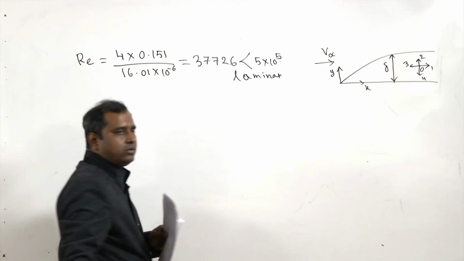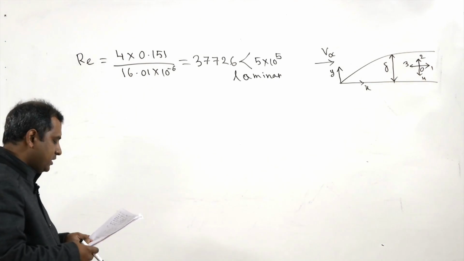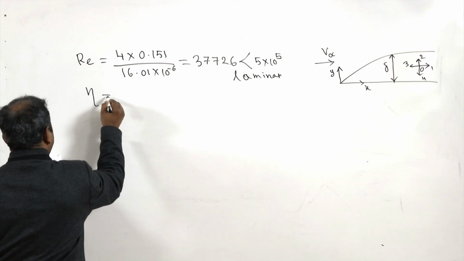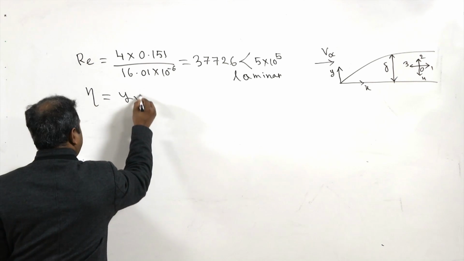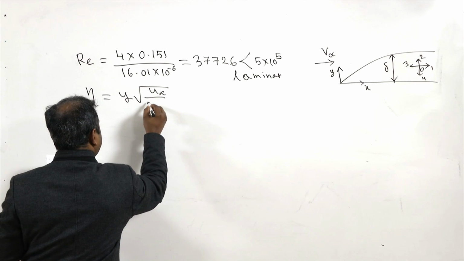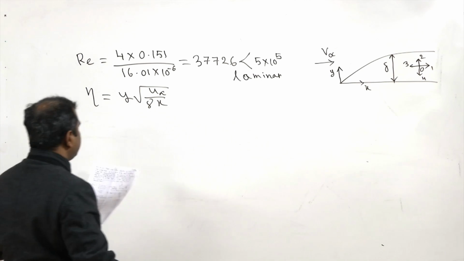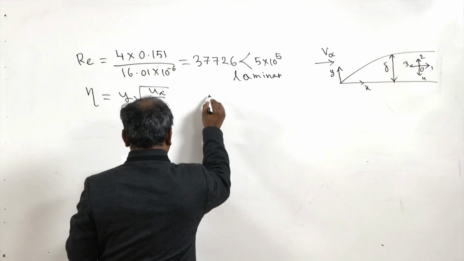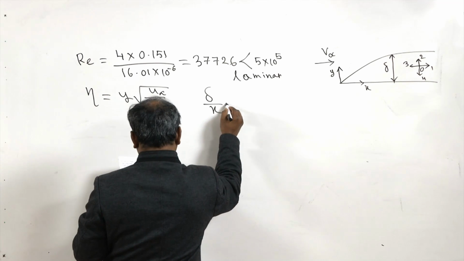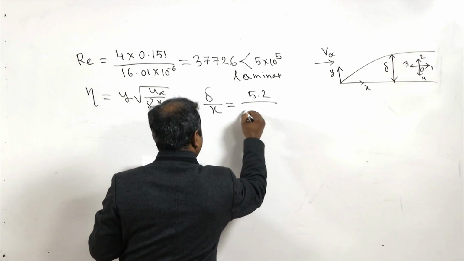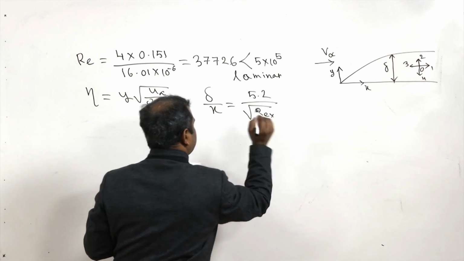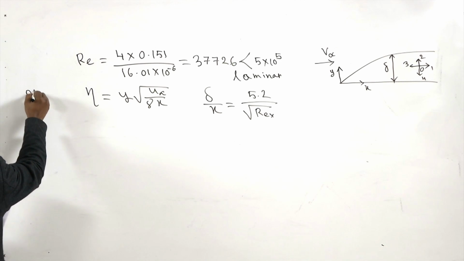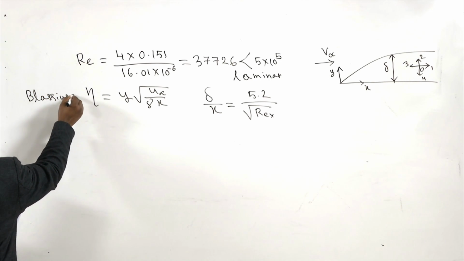We can actually use our Blasius law, whatever we have learnt in fluid mechanics. So, let me start using Blasius. First, we know for Blasius the similarity parameter is eta, which is nothing but y into root over of u infinity by nu into x. So, this is my eta similarity variable. From Blasius also we know that delta by x is actually 5.2 divided by root Rex. This also we have seen in our fluid mechanics knowledge from the Blasius equation.